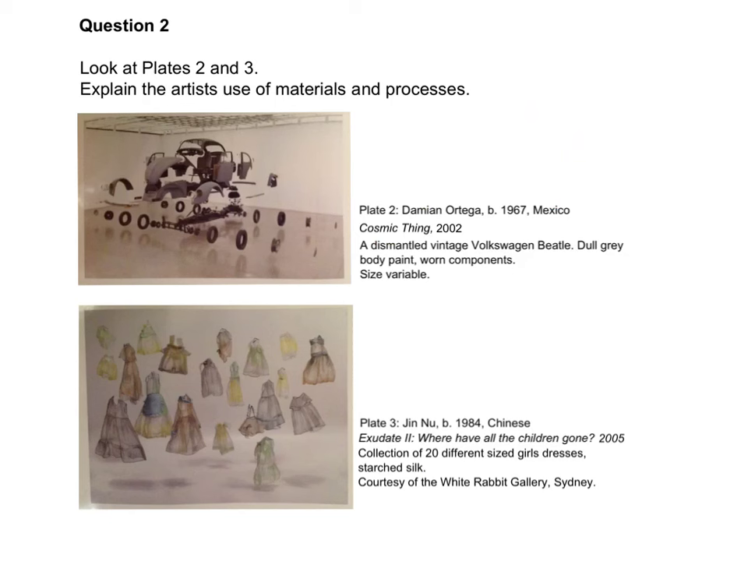Question 2 of section 1 asks you to look at both plates 2 and 3. So firstly, you notice that there are more plates to deal with than question 1 because it's worth more marks. The question asks you to explain the artist's use of materials and processes. Now, hopefully in reading this question, you have picked up on the key word of processes in particular, as well as materials, and therefore, hopefully you have identified that the key area of content is practice. Art making practice, to be more specific.